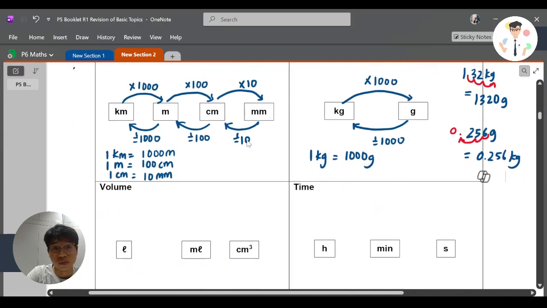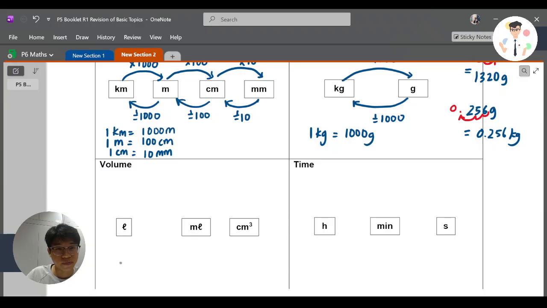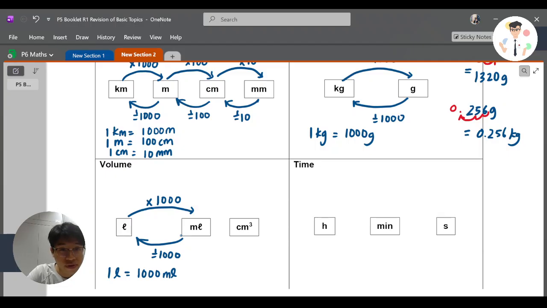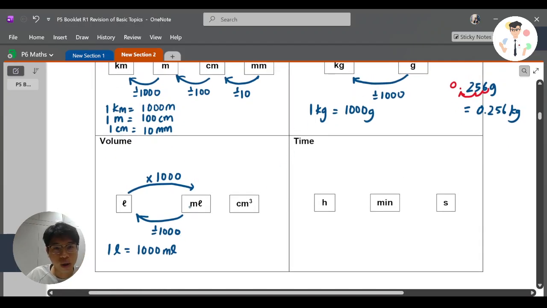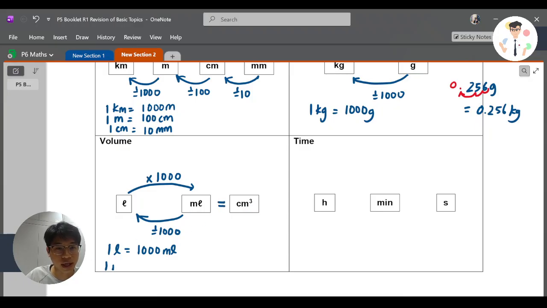Let's move on to volume. So volume, the same thing. We understand that 1 L, L means liter. 1 liter is equal to 1000 ml, milliliter. So I need to convert by multiplying by 1000. And if I go backwards, the same thing, I will divide by 1000. But one very interesting thing is that 1 ml is actually equivalent to 1 cm cube. So 1 ml is equal to 1 cm cube. This is something you need to take note of, because sometimes students tend to forget about this.